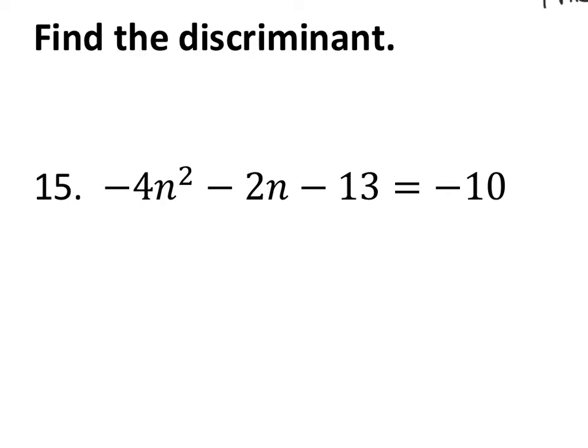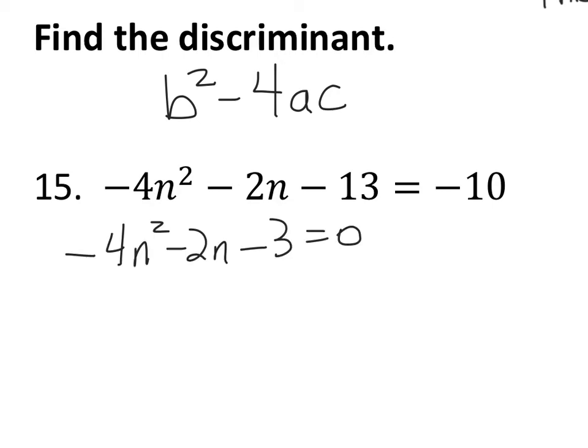Okay, problem 15, we are finding the discriminant, and the discriminant is basically just b squared minus 4ac. That is the part of the quadratic formula that's underneath the radical. So we're only looking for that piece of our quadratic formula. Before we can do that, though, we need to make sure that our equations are set equal to 0. All right, so after I set this equation equal to 0, I get negative 4n squared minus 2n minus 3 equals 0.